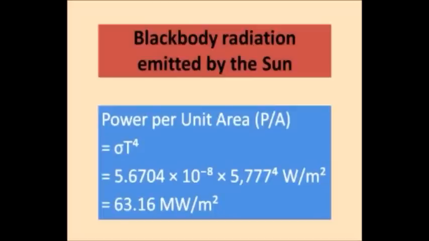Blackbody radiation emitted by the sun. Applying Stefan-Boltzmann's law at the surface of the sun, we get that the radiation emitted is 63.16 megawatts per square metre.